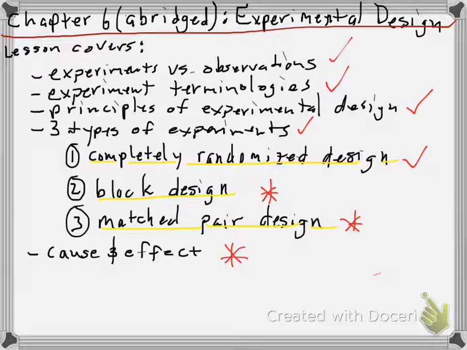Okay, so this is lesson 2 of chapter 6 on experimental design. If you recall, we already covered experiments versus observations, experiment terminology, principles of experimental design, and we started our work here on 3 types of experiments. We talked about completely randomized design. Today we're going to talk about the block design and the matched pair, and then we will do for the next lesson cause and effect, and that'll be the last lesson of the chapter. So not too bad, right?